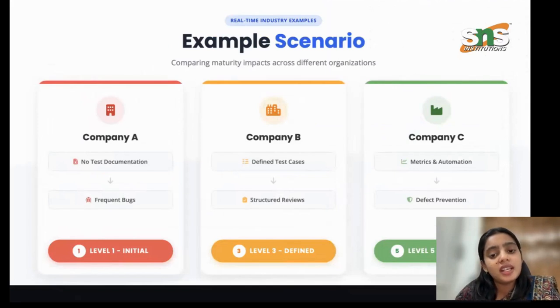So let us see a real-time example here. Company A has no test documentation and frequent bugs. This represents the initial level. Company B has defined test cases and structured reviews. This represents level 3. Company C uses metrics, automation, and defect prevention strategies. This represents level 5, optimized. So maturity directly impacts the product quality.